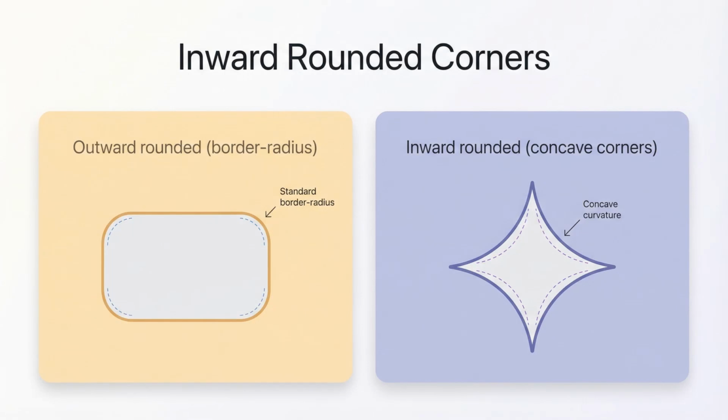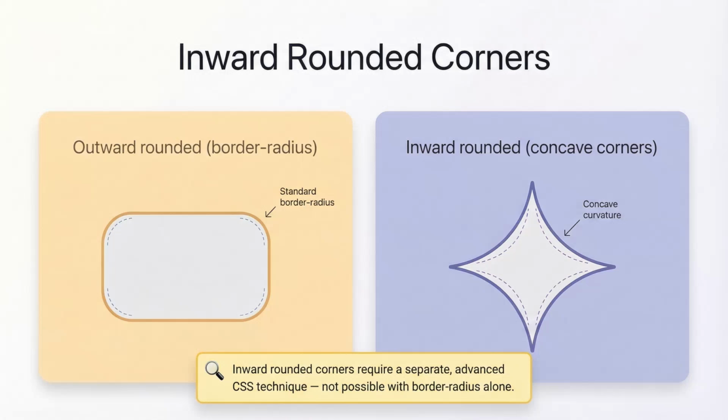The student then asked a follow-up. What if you want inward rounded corners? That is, instead of the corners curving outward, they curve inward, creating a concave shape. This is a completely different visual effect, and it turns out this is not achievable with a simple border radius property. As the instructor confirmed, inward rounded corners are a separate topic entirely.